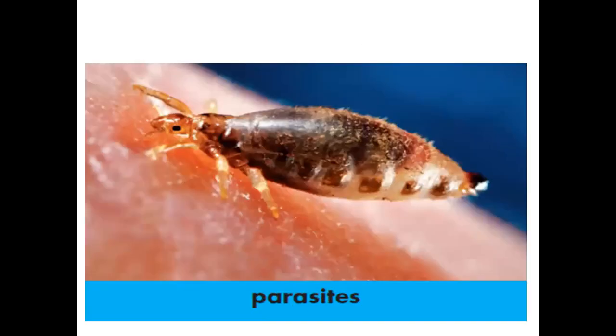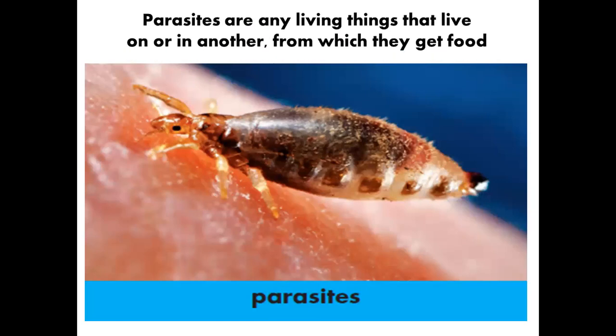The next vocabulary we have is spelled P-A-R-A-S-I-T-E-S. This is the plural form. Parasites. Now, what are parasites? Parasites are any living things that live on or in another from which they get food. I say that again. Parasites are any living things that live on or in another from which they get food.